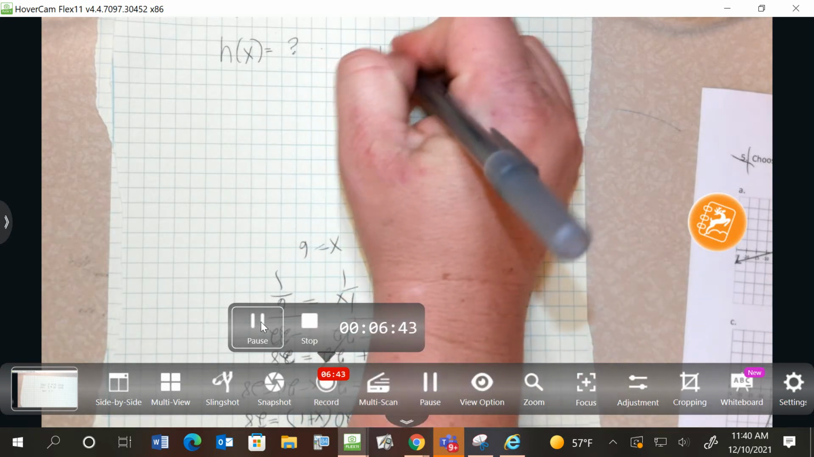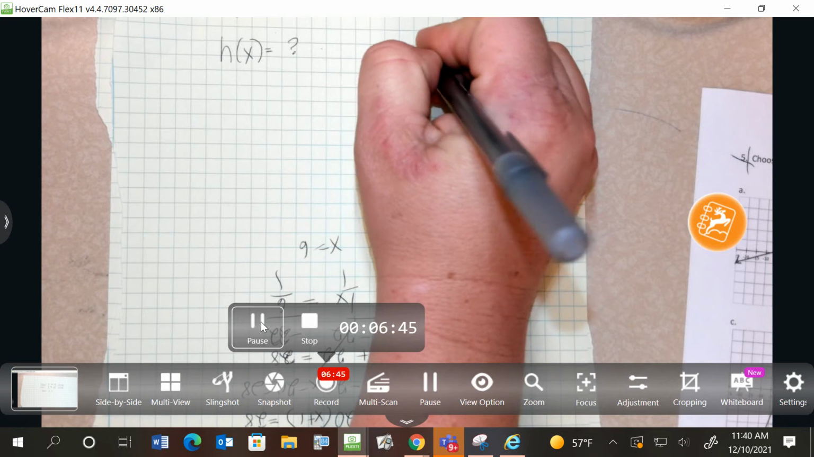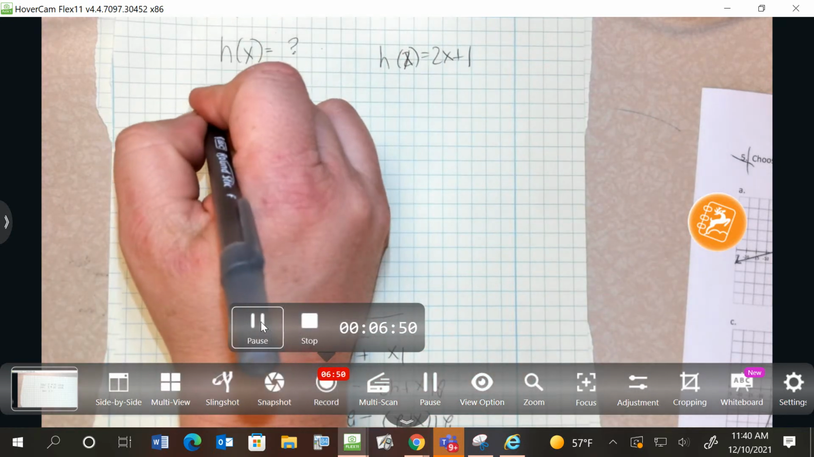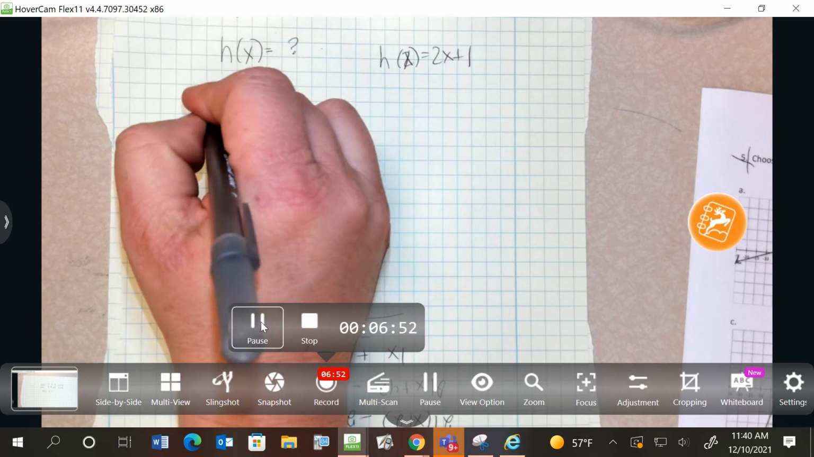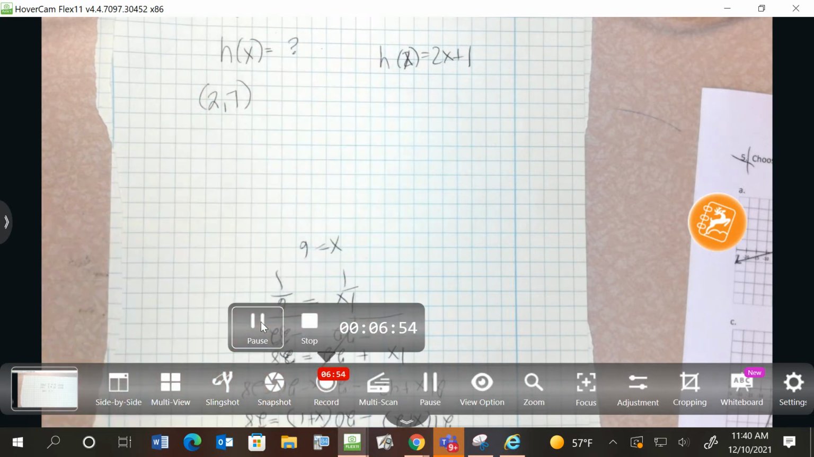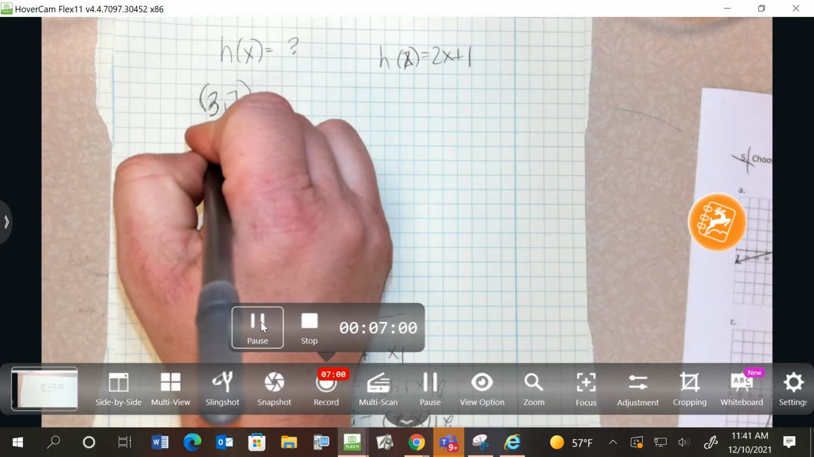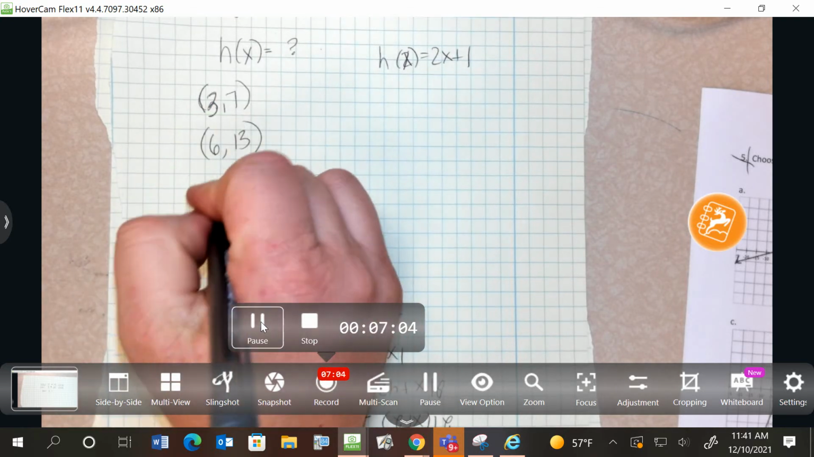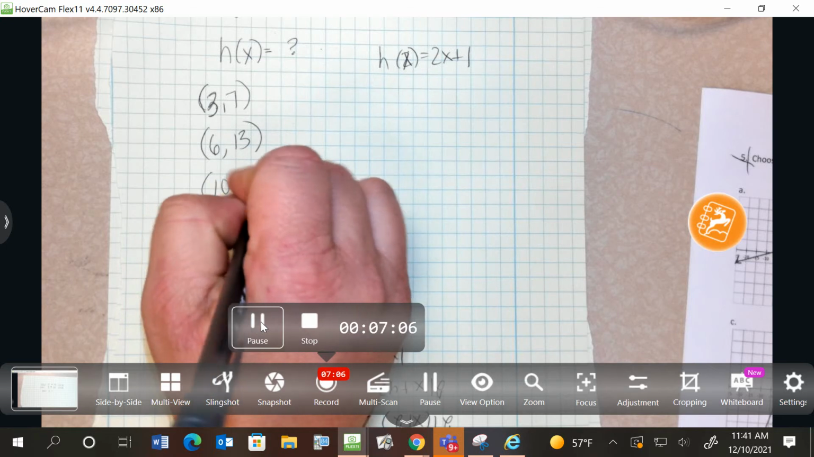So in this problem, you're told that we have a function h of x, but you're not told what the function looks like. We don't know, the function's like 2x plus 1. We don't know what it is. The only thing we're told is, hey, we know a few points. We know the point 3, 7 is a part of that. We're also told the point 6, 13 is a part of this function, and we're told the point 10, 21 is part of this function.